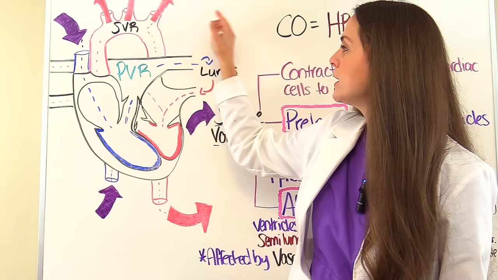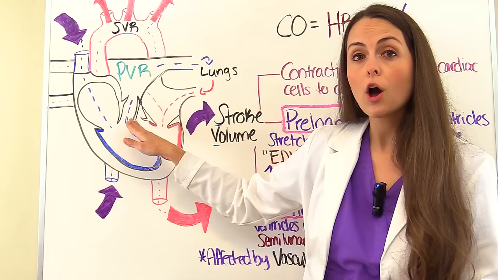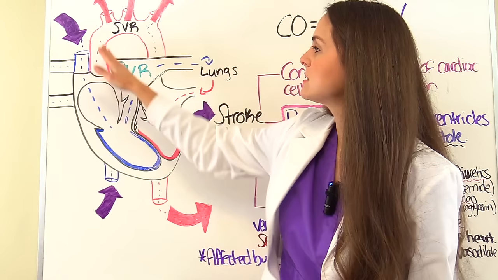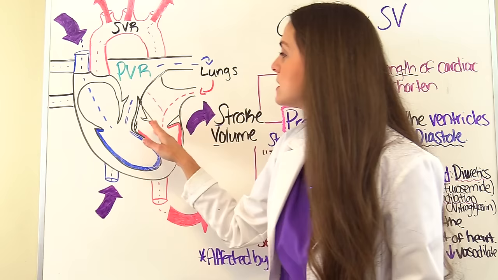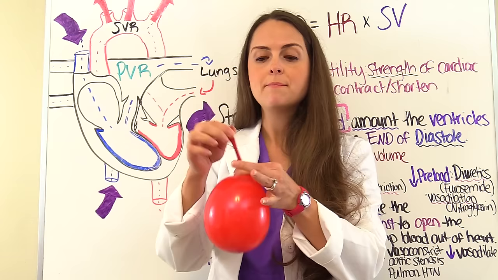And very similar over here on the left side. The left side has to get this aortic valve open. Once it's open, blood is going to go up through the aorta into systemic circulation. But here we have systemic vascular resistance that this left ventricle must overcome in order to get this aortic valve open. So let's pretend we have our ventricle again, and this is our left ventricle, and my fingers that are clamping this shut are the aortic valve.